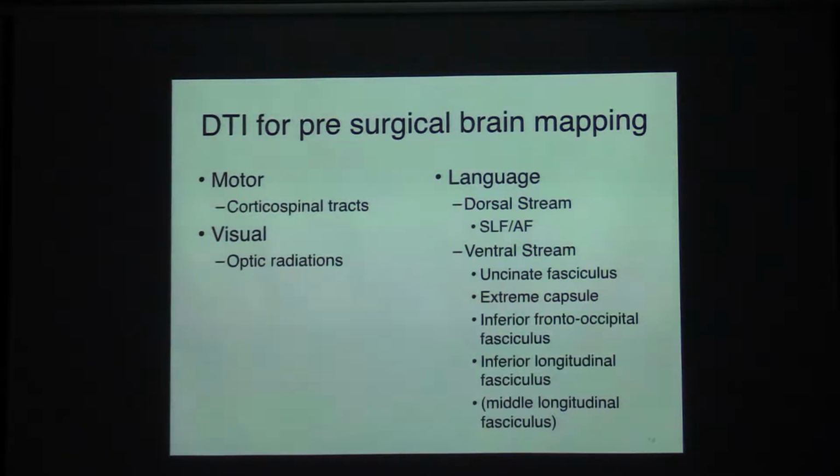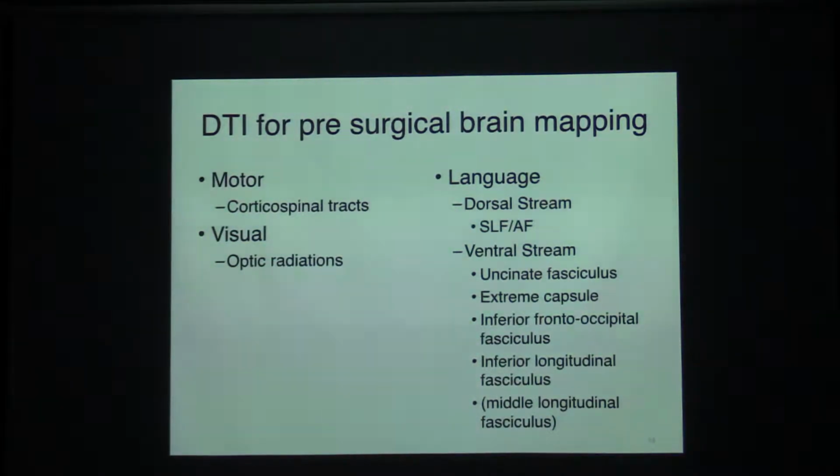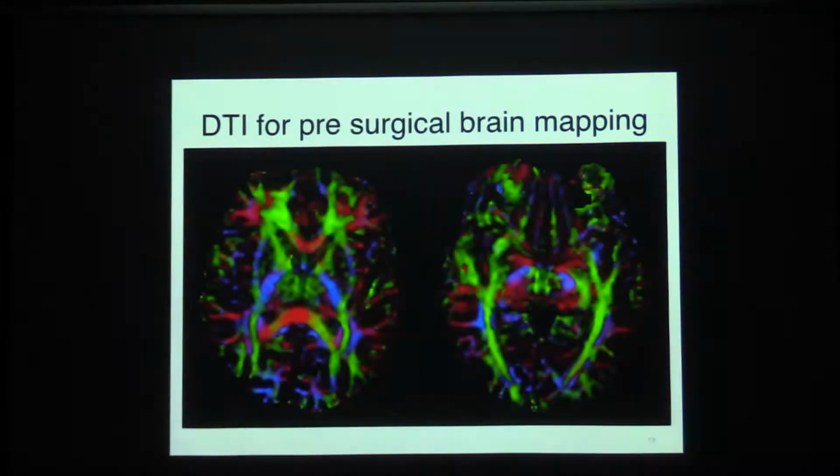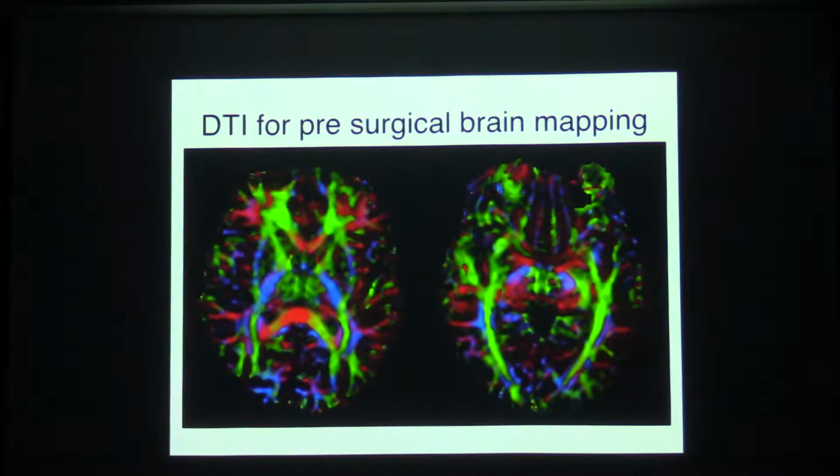So the arcuate fasciculus, which I just talked about, is of the dorsal stream. Nowadays, a lot of people are talking about the ventral stream, which are additional language related white matter tracts. The uncinate fasciculus, the extreme capsule, inferior frontal occipital fasciculus, which goes from the frontal lobe to the occipital lobe, inferior longitudinal fasciculus, which is from the tip of the temporal lobe back to the occipital lobe, and then the middle longitudinal fasciculus has been described in animals, but we haven't really been able to do it too well in human beings. So I don't know if this shows up too well.